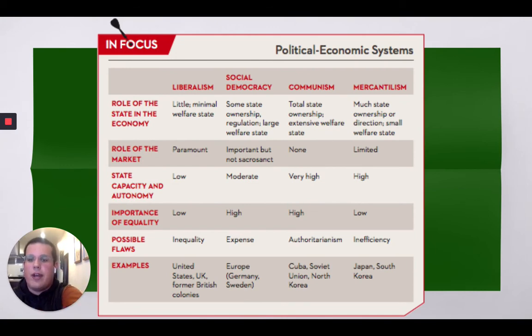Here's a chart defining the four different types of political economic systems. We're going to be talking about liberalism, social democracy, communism, and mercantilism. Specifically, we're going to be defining the role of the state in the economy, the role of the market, state capacity and autonomy, the importance of equality, possible flaws, and again, here are some examples. For liberalism, the United States, the UK, and the former British colonies; for social democracy, Europe, Germany, Sweden, the Nordic states; for communism, Cuba, the Soviet Union, North Korea.